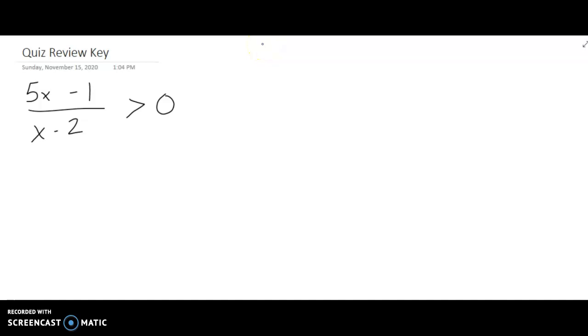So the first thing we're going to do is make sure we can't factor out either the numerator or the denominator. In this case we cannot, since both the numerator and the denominator are x to the first power. There's no exponents, they're linear factors.